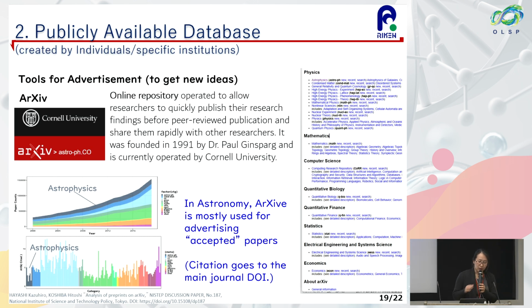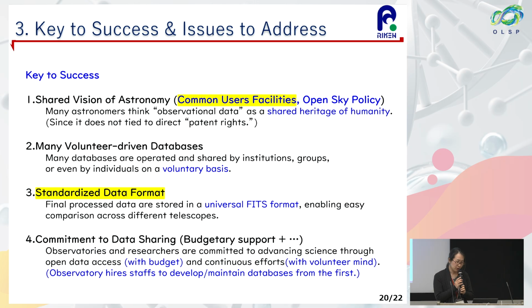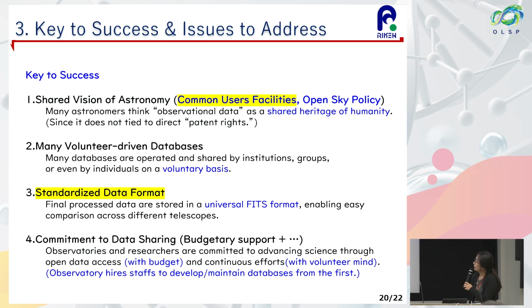So anyway, there are several issues and also good points in astronomy. The good points for why we succeeded in open science: I listed four, but two of them are the most important. One is that we are using international common user facilities, so all of them want to get the data from worldwide. And then there is an open sky policy, so anybody can apply free of charge, and the data should be distributed again to the others.